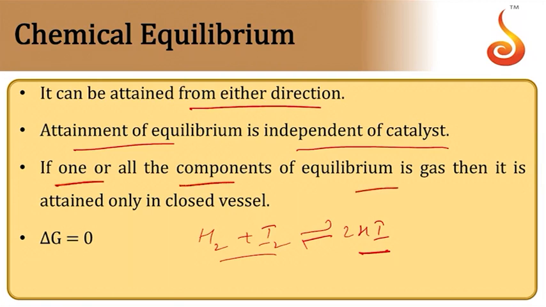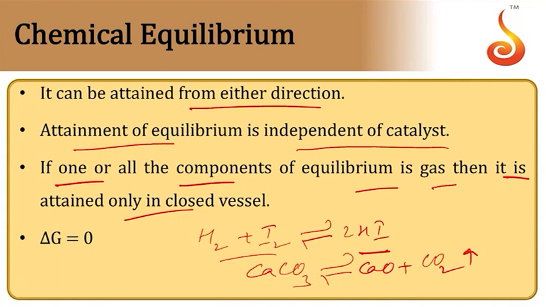If one or all of the components of the equilibrium are in a gaseous state, then it is attained only in a closed vessel. Suppose we take a reaction between calcium carbonate in equilibrium with calcium oxide plus carbon dioxide. When you take this equilibrium reaction in an open vessel, the carbon dioxide gas escapes, and thereby the backward reaction cannot take place because one of the products is not there. In such a case, we cannot attain equilibrium because one of the components is escaping into the atmosphere.